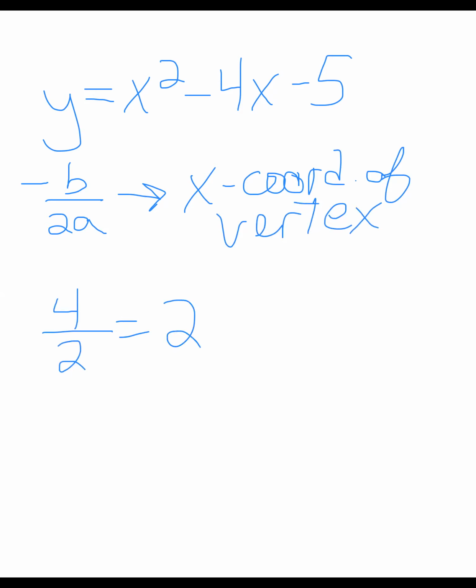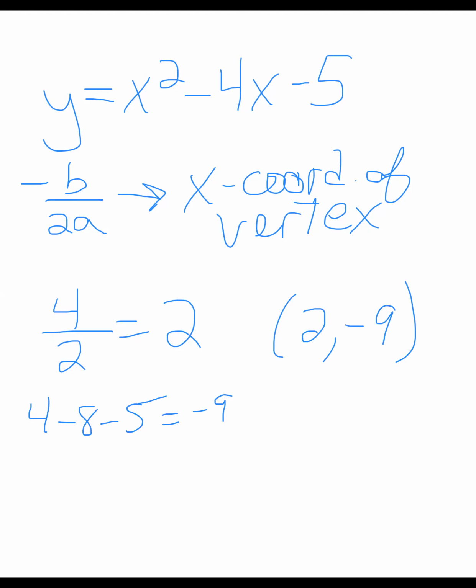Now I need to take 2 and plug it back into the equation to figure out what the y coordinate is, right? So let's say that'd be 2 squared is 4 minus 8 minus 5. That's going to get me -9. So that means my vertex is at 2, -9.